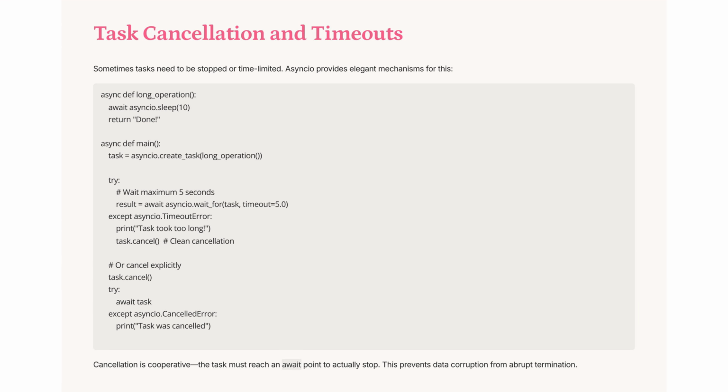Task cancellation and timeouts are crucial in asynchronous programming. Use asyncio.wait_for to limit task duration, handling exceptions like asyncio.TimeoutError for clean cancellation. Explicitly cancel tasks with task.cancel, ensuring they reach an await point to prevent data corruption. This cooperative approach ensures tasks stop gracefully, maintaining data integrity.